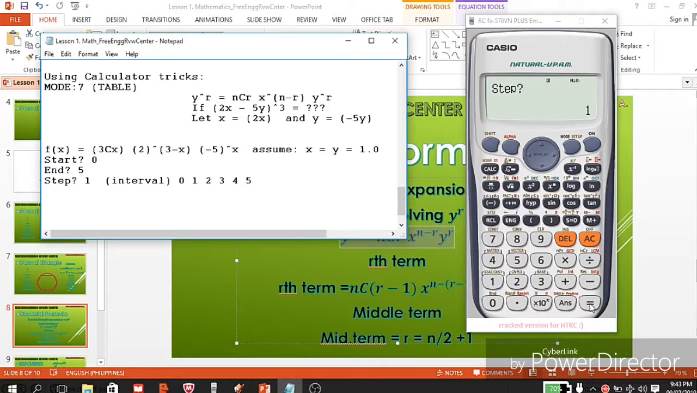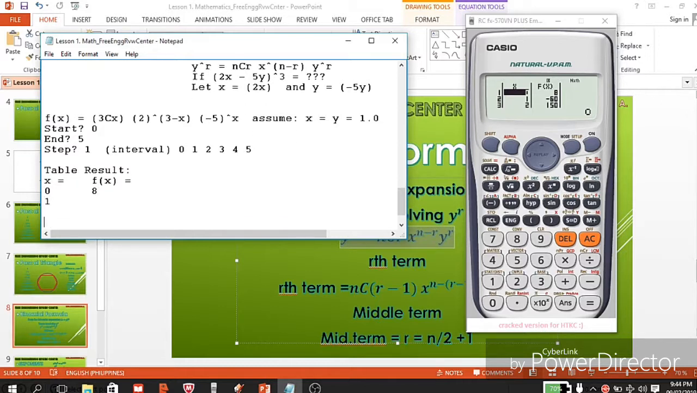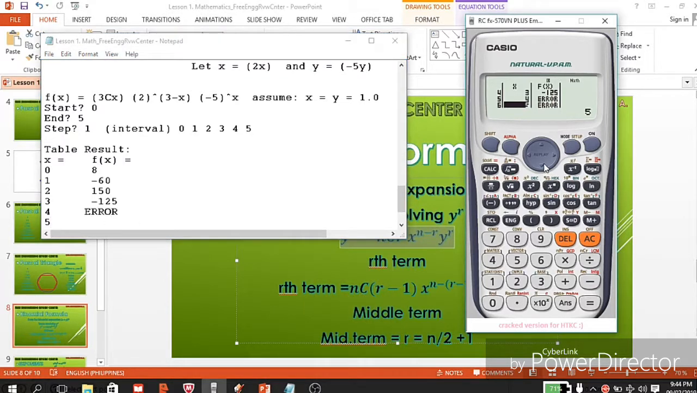So therefore, the answer will be this one. We have now the table. When x equals 0, the function of x is 8. When x is 1, that is negative 60. When x is 2, that is 150. When x is 3, let's scroll it down, we have negative 125. For 4, we get an error. It doesn't have any more. And we get 5 now.